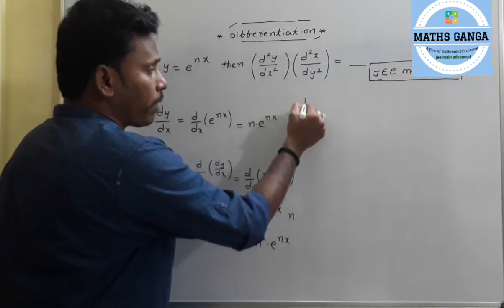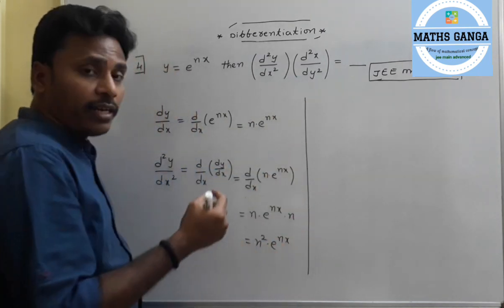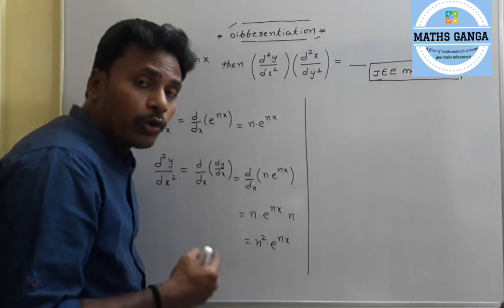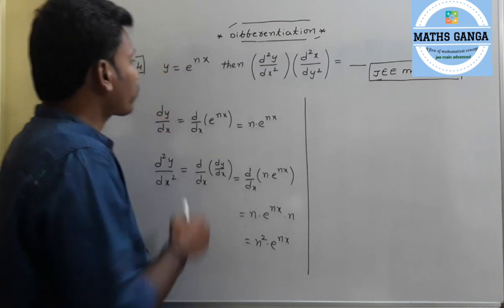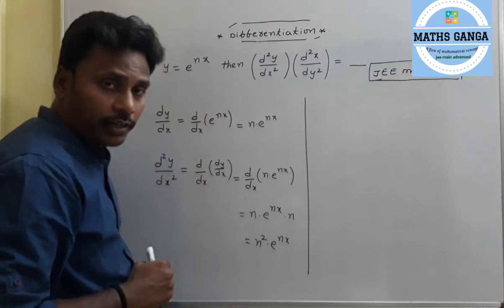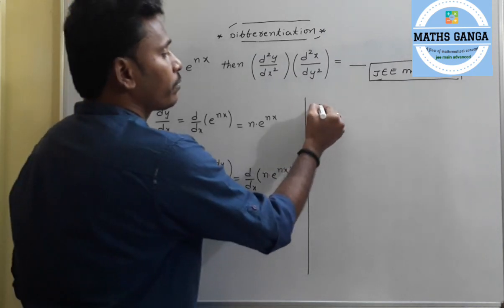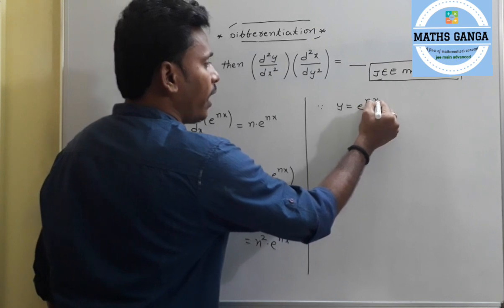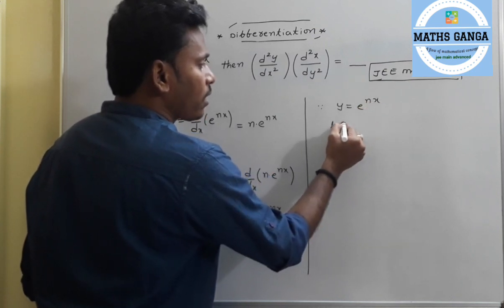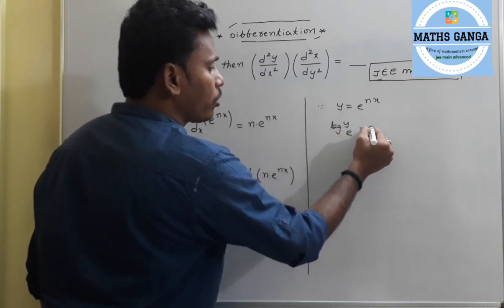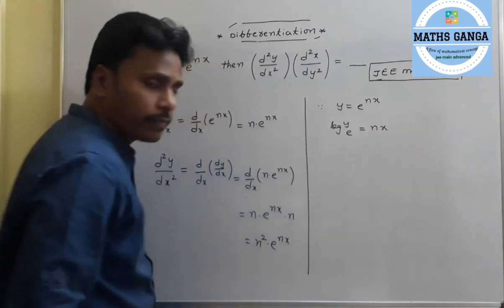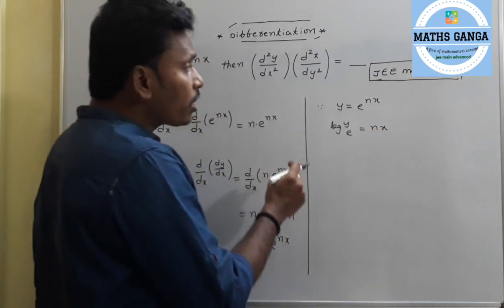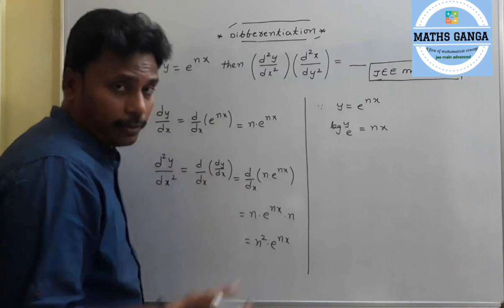Whereas coming to the second part, we need to find d square x by dy square. That means we need to differentiate with respect to y. So y is equal to e power nx, right? So I will rewrite it. Since y is equal to e power nx, write it like this: log y to the base e is equal to nx. Now you just differentiate with respect to y.